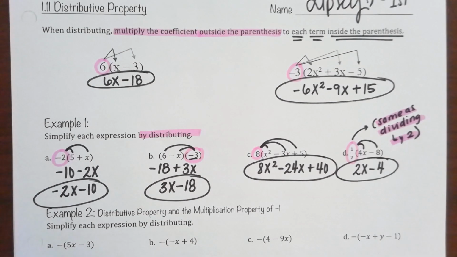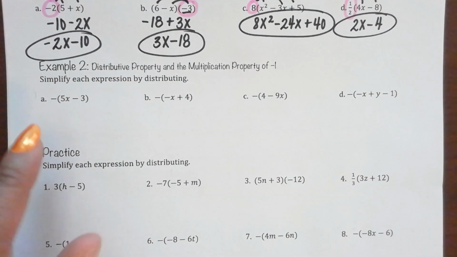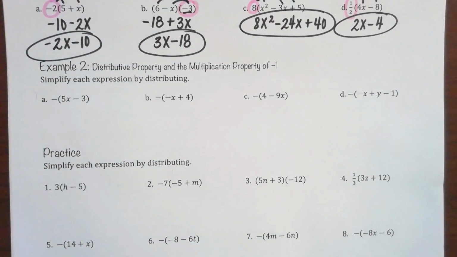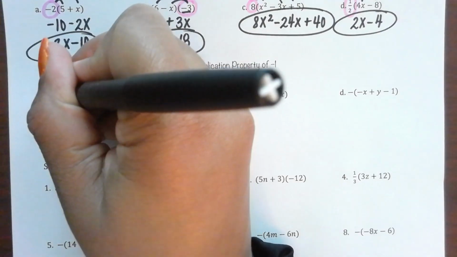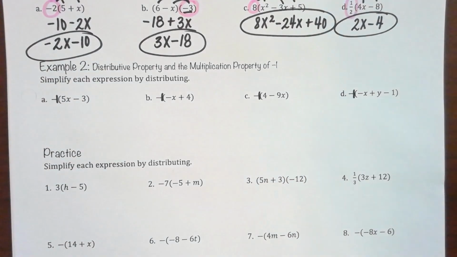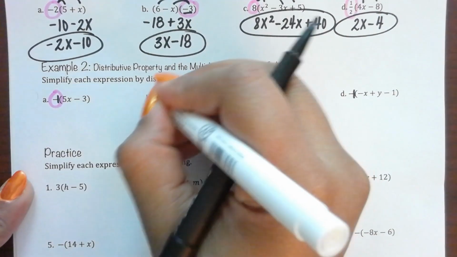Okay. Example number 2 says distributive property and the multiplication property of -1, because this happens a lot. A lot of people see examples like 2 and they do not understand that you are still distributing a number. But what number am I distributing in front of all of these? -1. We need to put a 1 in front of every single one of these. Yes, there is a negative, but it is a -1.